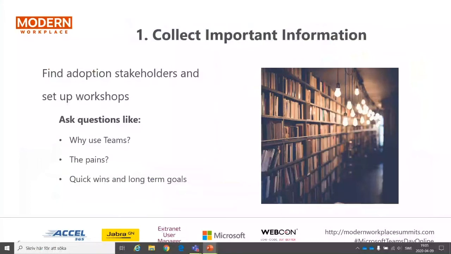There can never be too much information, right? So in order to do this, you need to find what I call adoption stakeholders, and do kind of workshopping with them. By adoption stakeholder, I mean people within your organization who know about your company. They know about your values, the culture, your processes, and even more importantly, your pains. They need to know why you're rolling out Microsoft Teams in the first place.